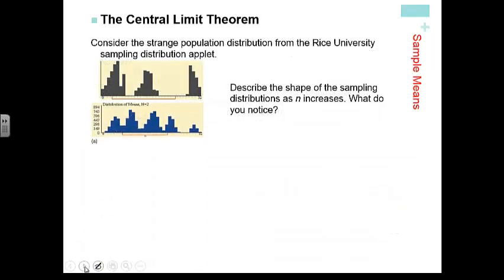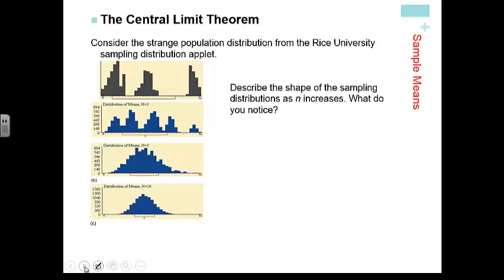So here are some different distributions. It's actually the same population here. Consider a strange population distribution from Rice University's sampling app, which you can find on the web. And notice how here n is 2. These are sample means of a sample size of 5. Here your sample size is 10. And here your sample size is 25. So even though the original shape is crazy, the larger the sample gets, the more the distribution of sample means gets to normal.